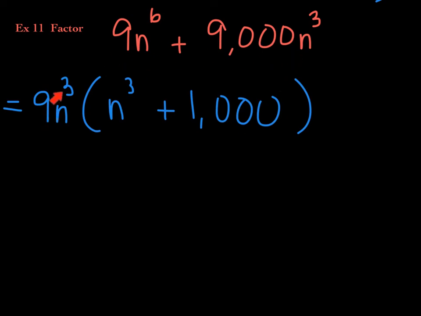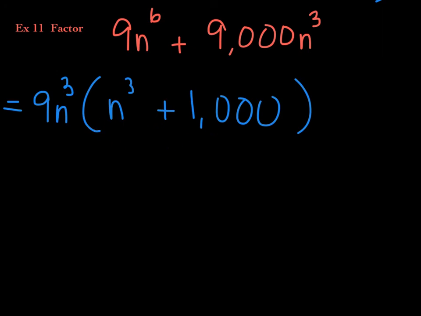9n cubed times n cubed gives you 9n to the 6th. You would end up adding your exponents. That's the product rule for exponents. All right, cool. Now you should see that this is a sum of two perfect cubes.